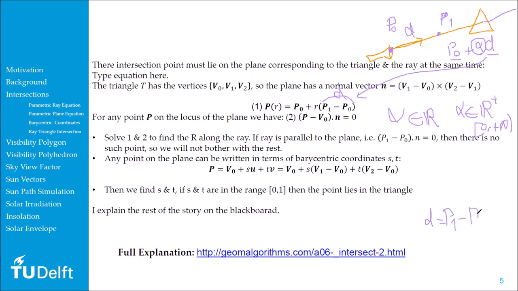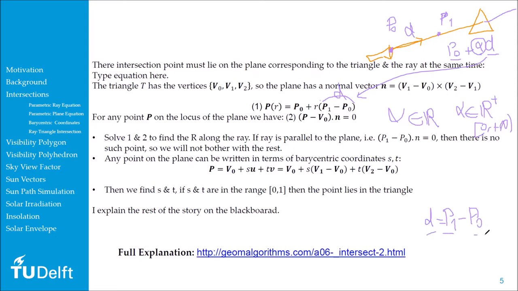P1 minus P0. Yeah. But how do you know where P1 is on the ray? Okay, that's a good one. But let's revisit this equation, right? What do we really mean by this? Any idea about this one? What does this actually mean?